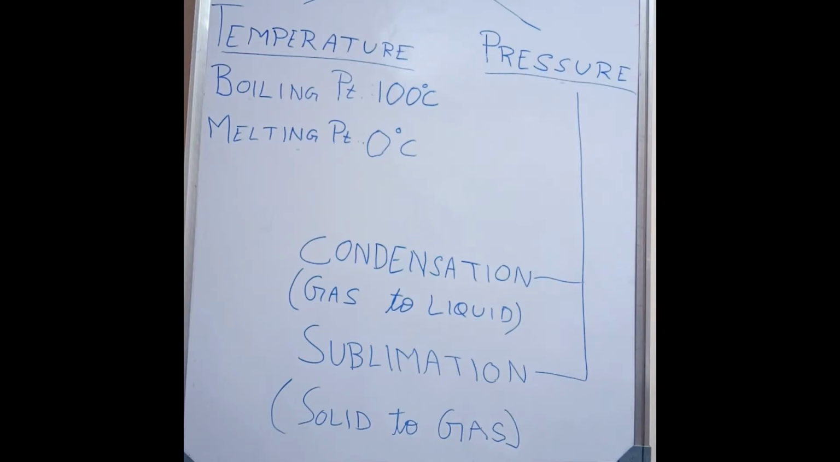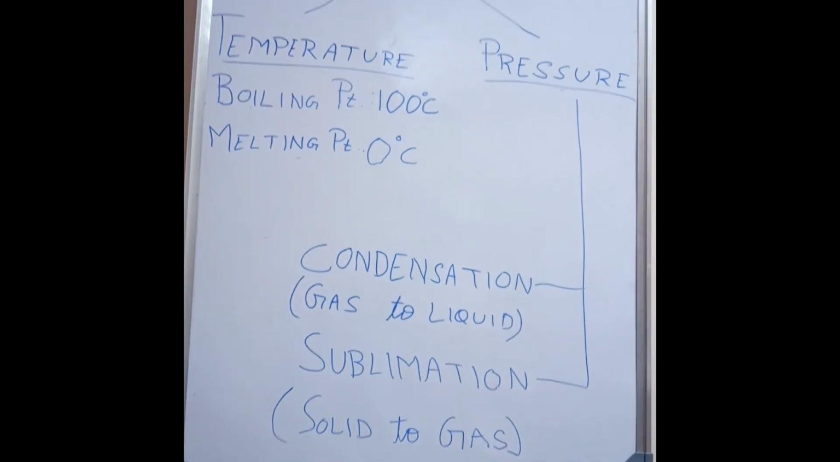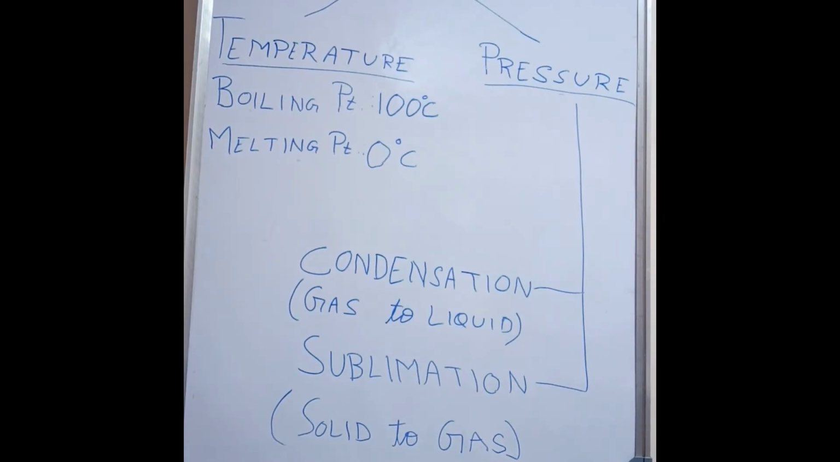Temperature at which water starts boiling is called boiling point of water, which is 100 degrees Celsius. Temperature at which water starts melting is called melting point of water, which is 0 degrees Celsius.